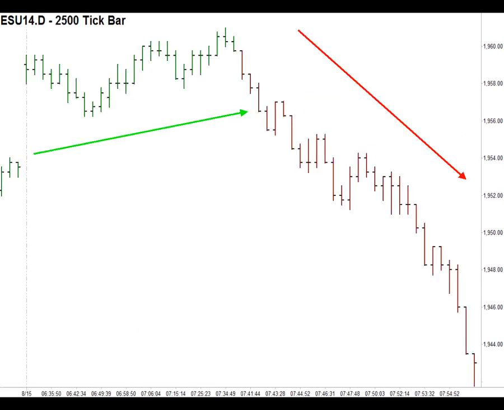We can also go down to tick bar charts where you'll see a lot more examples of this, since you have a lot more chances because of the smaller time frame. Here's a 2500 tick bar chart, and look at all the chances you had to go long and then to go short as well once the trend changed lower with the bars turning red.